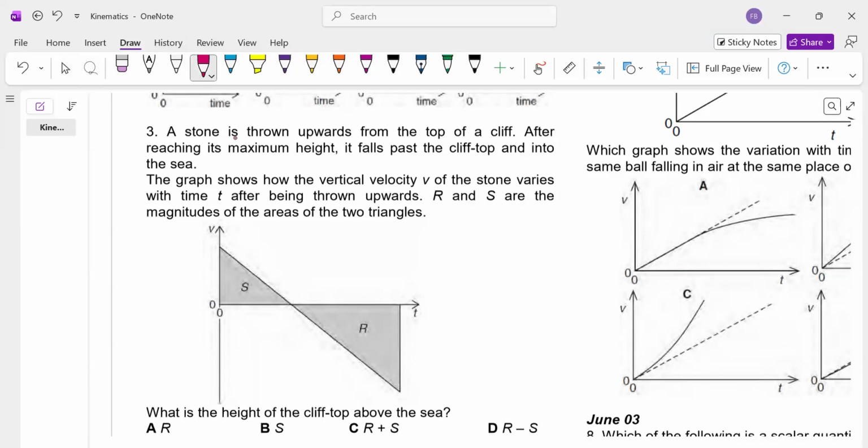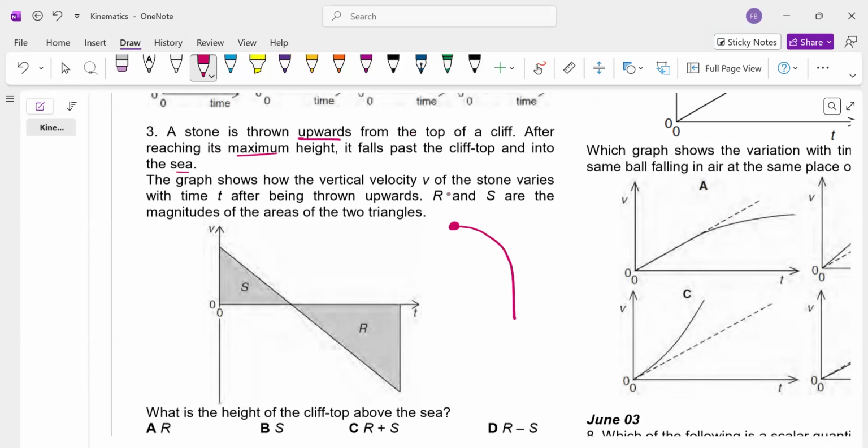Now they are saying that there was a stone, and it was thrown upward. When it is thrown upward, what will happen? Its velocity will decrease, right? Because it is moving against gravity. Then they have taken it to the top. After reaching its maximum height, it falls past the cliff top into the sea. They are saying it is present on top, and you are throwing it into the sea.